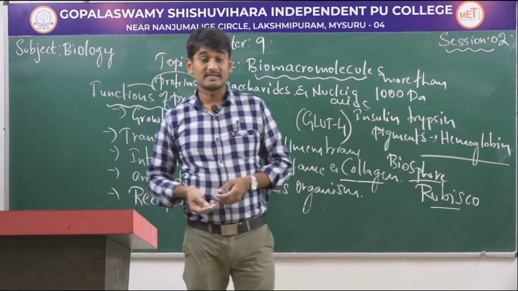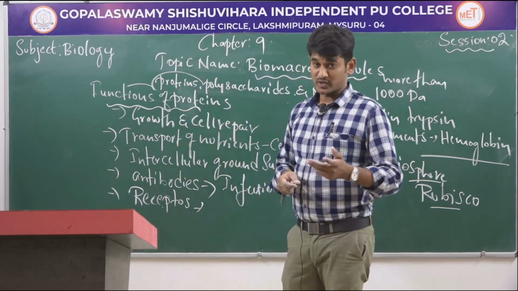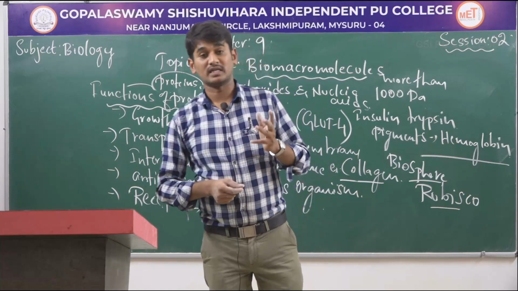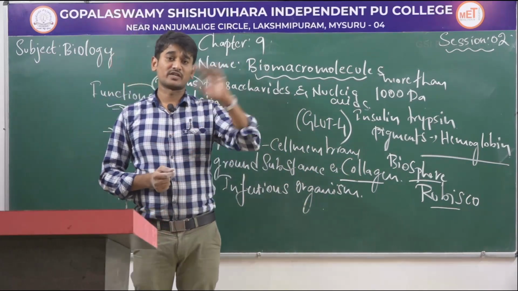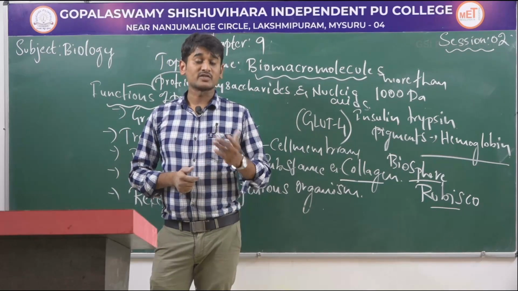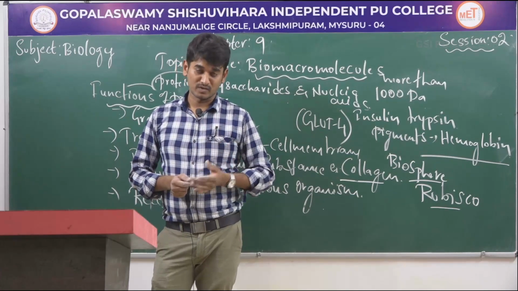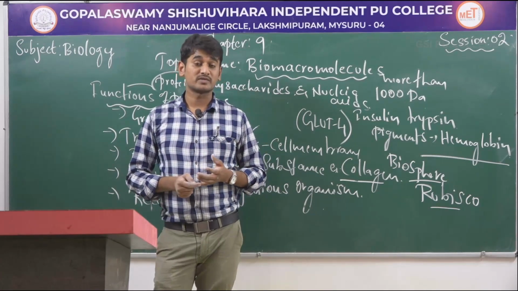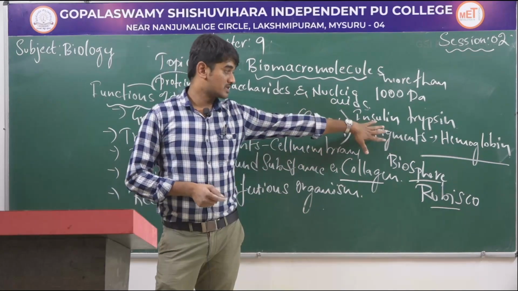And it also acts as intercellular ground substance. Example, collagen. We know collagen is the main component in connective tissues. Proteins also act as antibodies to fight against infectious organisms, and as receptors. Example, receptors of smell, taste, and hormones. And some proteins are hormones. Example, insulin. And some proteins are enzymes, trypsin.